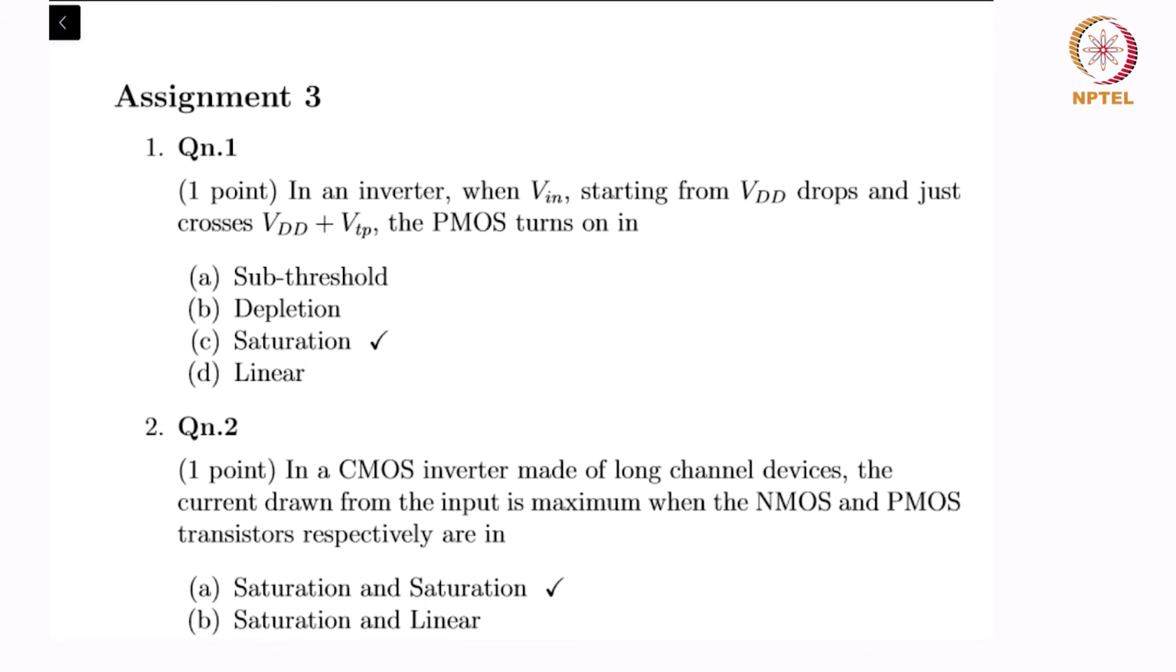So let's discuss assignment 3 question solutions. In question number 1, we are asked about an inverter. So let's take an inverter, and in an inverter, if the input voltage Vin starts dropping from VDD to VDD plus VTP, remember VTP is negative, right? And it just crosses this, the output voltage turns on in subthreshold, depletion, saturation, or linear.